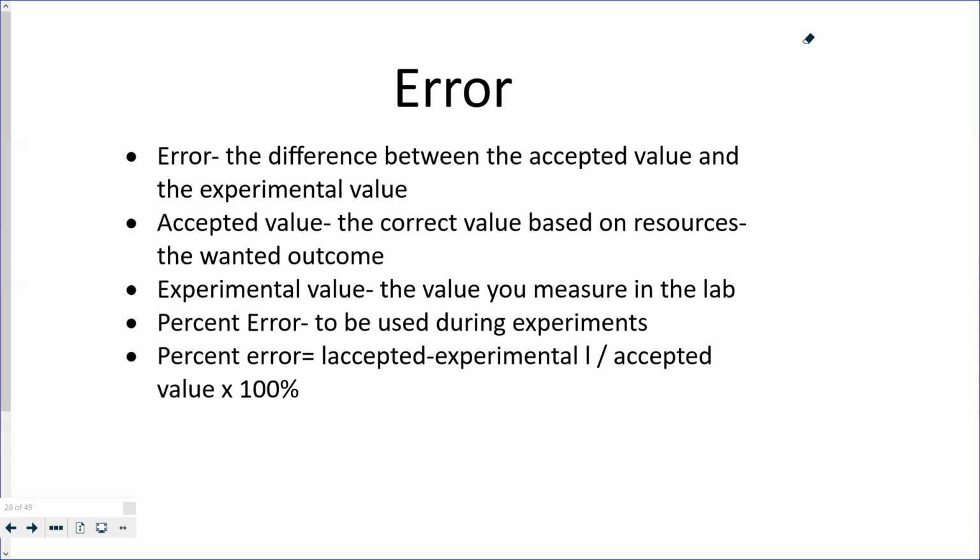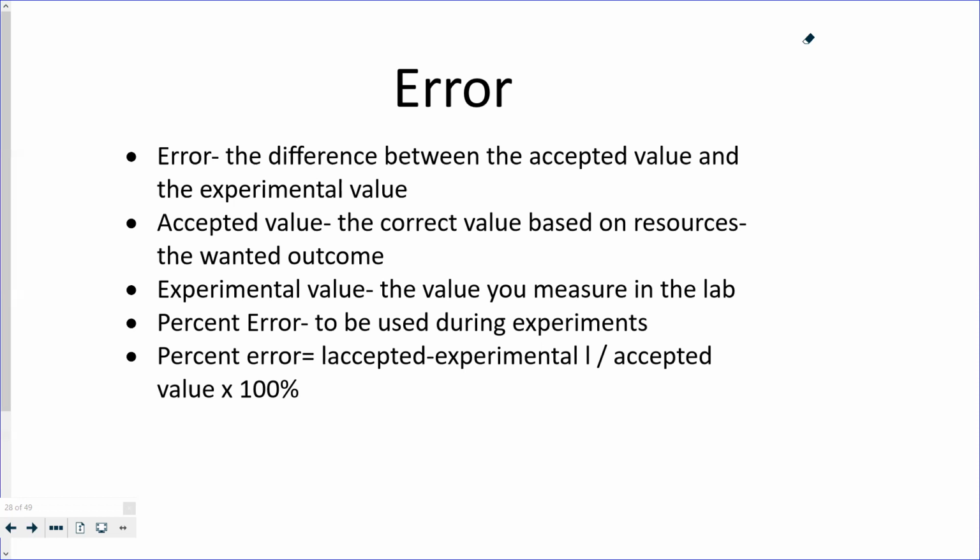That is our accepted value. The experimental value is the value that you measured in lab. So based off of your data, what did you measure the density to be? And what we end up calculating is percent error during labs and experiments. This looks at how far from that accepted value our data is.